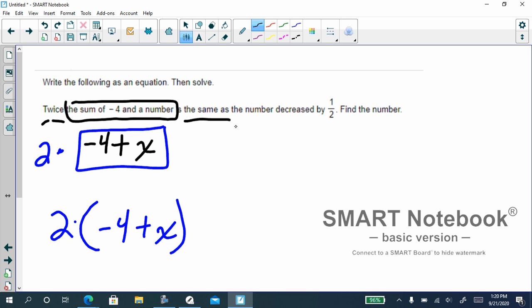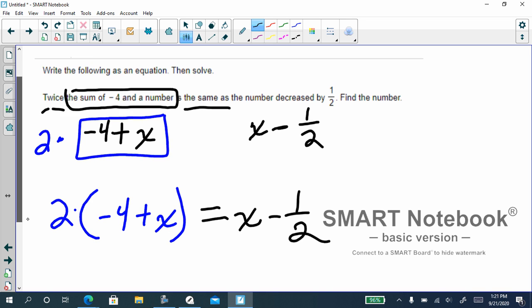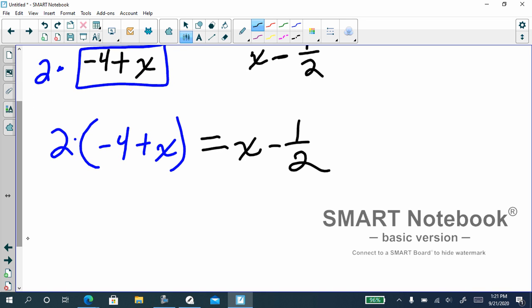is the same as, that's another way of saying equals, the number, which we don't know what the number is, decreased by 1/2. So if we're decreasing something, we're taking away, and 1/2 here is what we're taking away. So that's our equation written into symbols instead of just words.